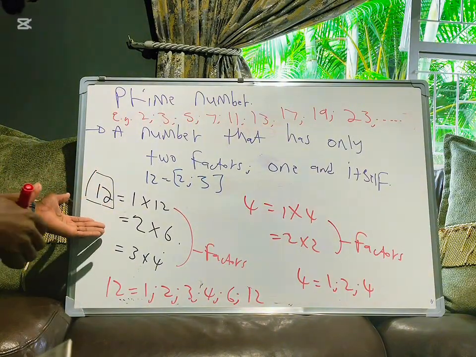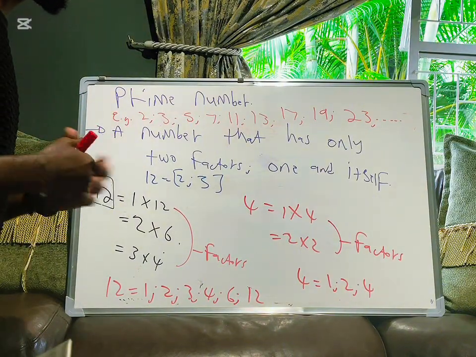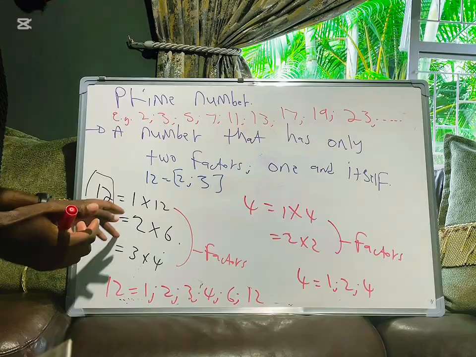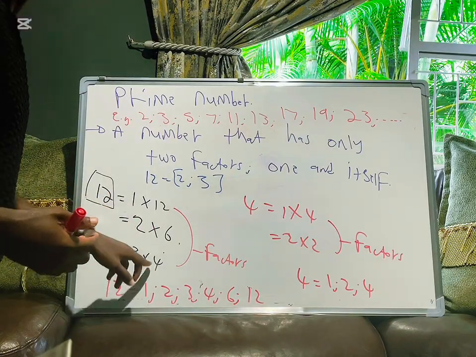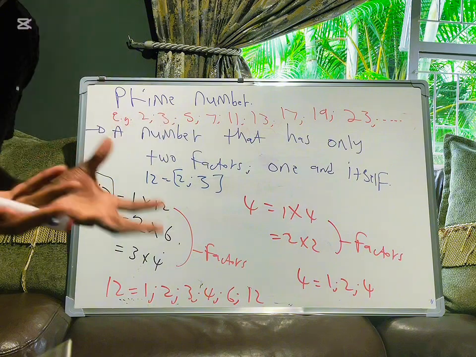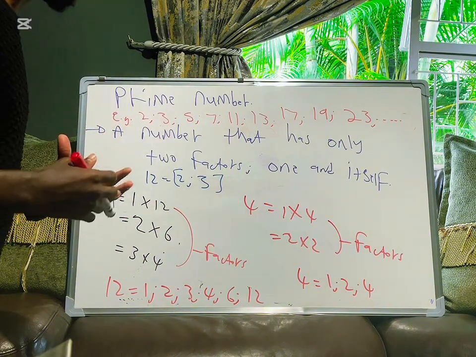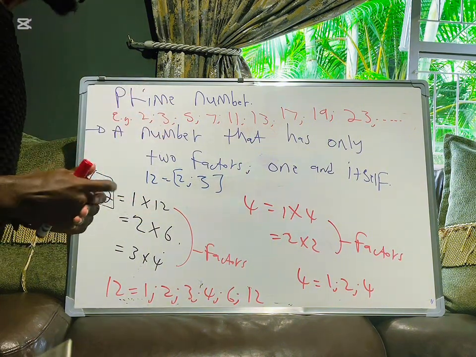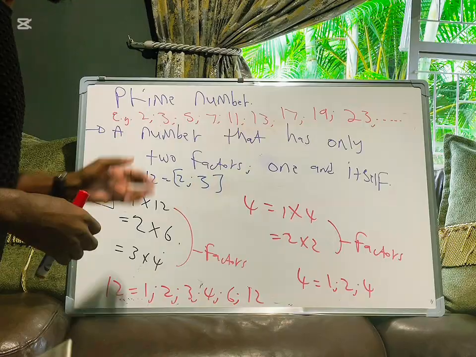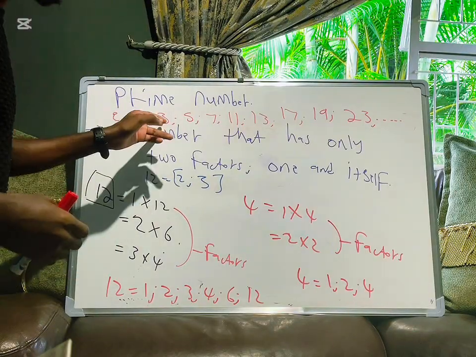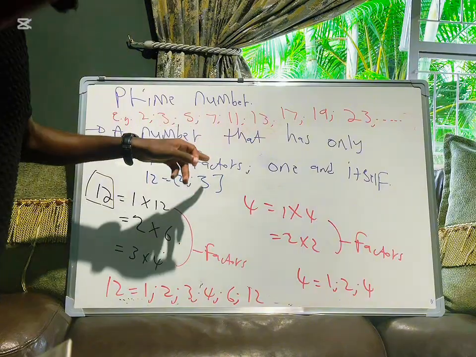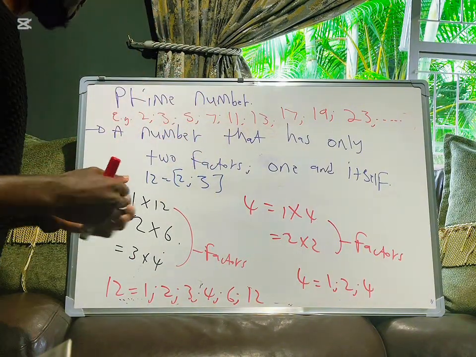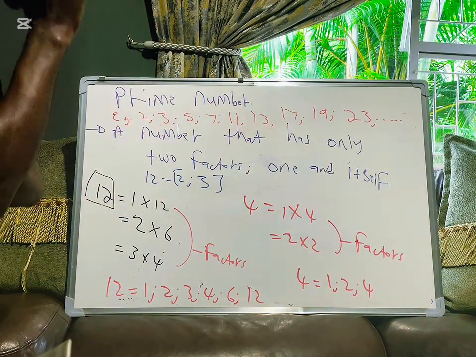Okay. What about 12? Is 12 a prime number? No, it's not a prime number. Because it's made of 1 times 12, 2 times 6, 3 times 4. So it's made of more numbers. So that cannot be a prime number. A prime number should be made of 1 and itself. For example, 2 is made of 1 times 2. 3 times 1. 5 times 1. 7 times 1. You get? That's what happens.